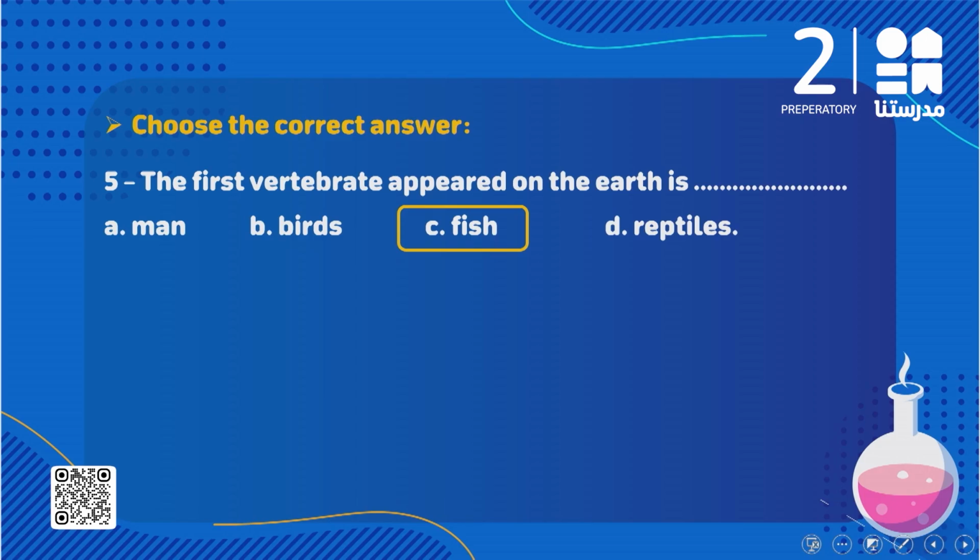Fish is the first vertebrate that appeared on the earth's surface. And of course we said the fish is followed by amphibians, then amphibians are followed by reptiles, and after that we have birds and the mammals. They appeared at the same time.